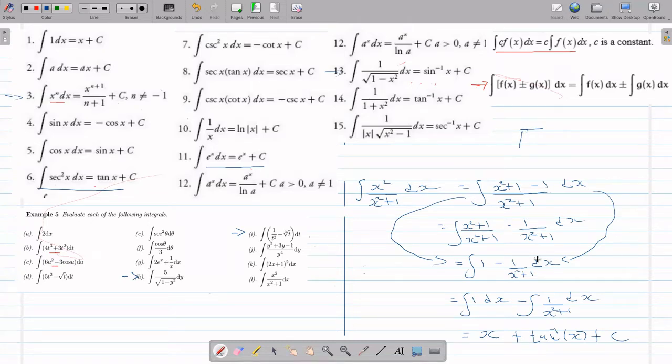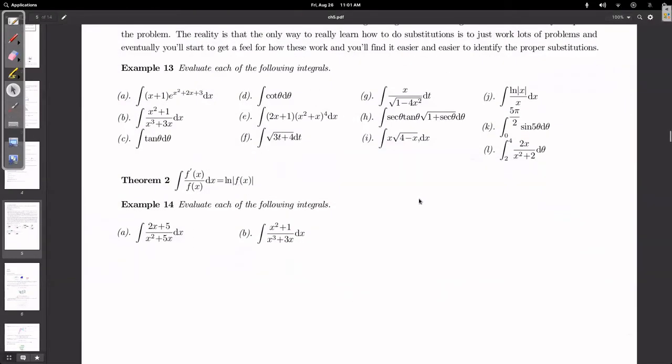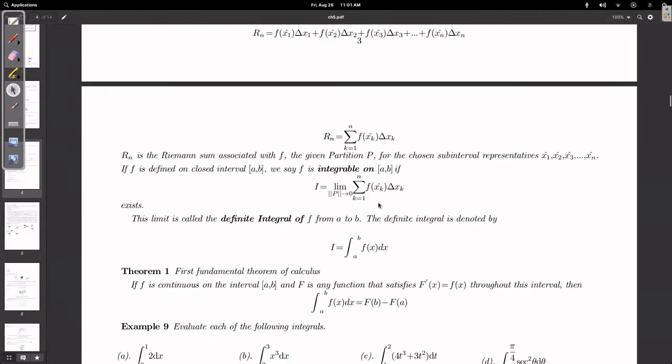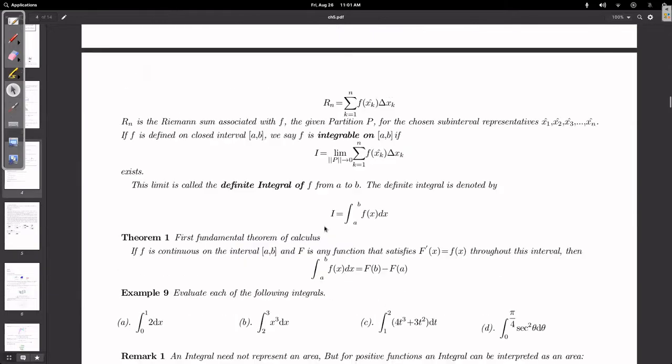Is there any question about this? Okay. Now I will skip 5.2 for now. I will come to that at the end.